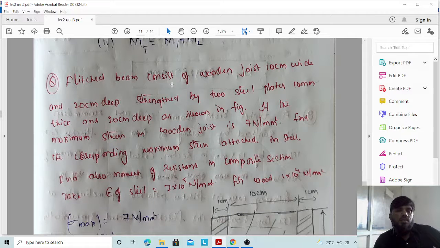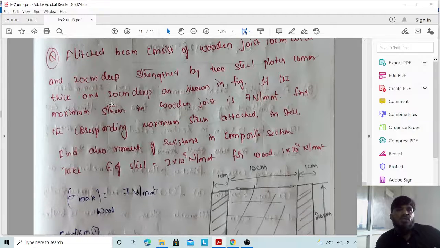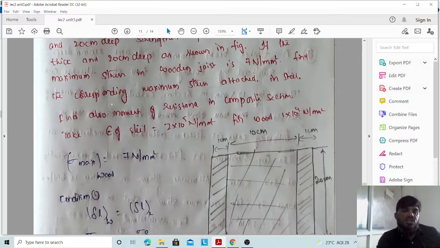A flitched beam consisting of a wooden joist 10 centimeter wide and 20 centimeter deep, strengthened by two steel plates 10 mm thick and 20 cm wide. The width of both is the same. If the maximum stress in the wood joist is given as 7 Newton per mm square, find the corresponding stress in the steel. Find also the moment of resistance of the composite material. This is what they are giving.